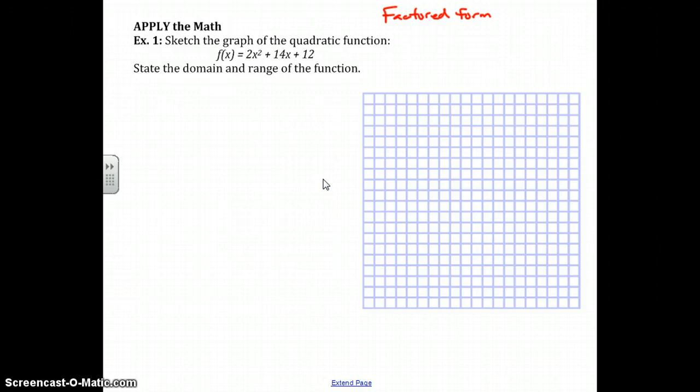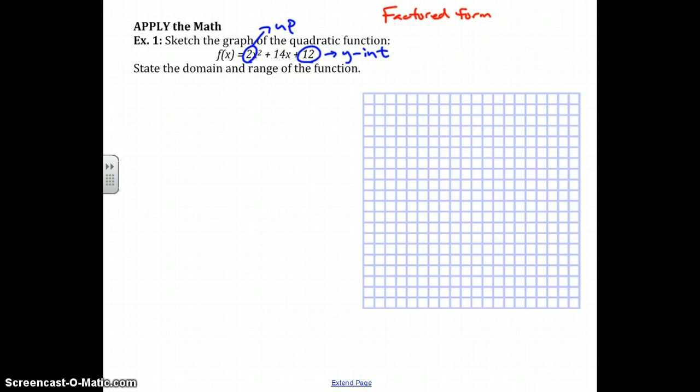Okay, so this example says to sketch the graph of this function, 2x squared plus 14x plus 12. Right off the bat, we can tell from the fact that this is a positive 2 that it's going to open up. And this here, we should recall, is our y-intercept. So those are two handy things to recognize right off the start before we even get to factored form.